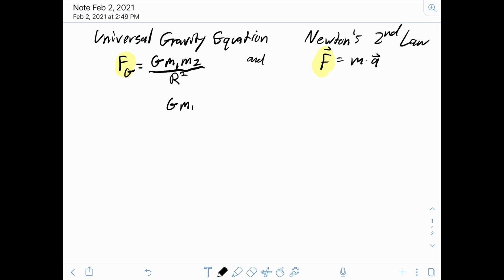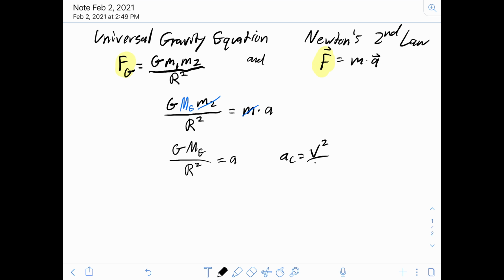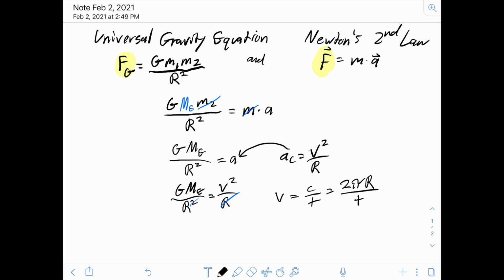Since both of these equations have force in them, we can set them equal to each other. And in doing so, we can divide out the mass of the second object. So now we are left with the gravity constant times the mass of Earth over the radius squared equals acceleration. Using the formula for center-seeking acceleration, we can now substitute a for v squared over r. At this point, we can divide out one of the r's from each denominator and substitute for velocity. Velocity in this case equals circumference divided by time, or 2 pi r over t.